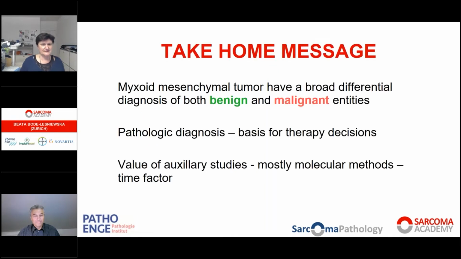Take-home message: myxoid mesenchymal tumors have a broad differential diagnosis of both benign and malignant entities. Pathologic diagnosis is definitely a basis for therapy decisions. We have auxiliary studies to solve the questions. Mostly we will need molecular methods in this context. There is this important time factor. That's why we always try to get as far as possible with simpler methods. But in some cases, we need to wait for the result of more sophisticated methods in order to be able to establish the correct diagnosis and the correct therapy.